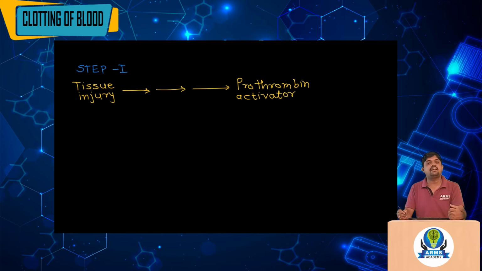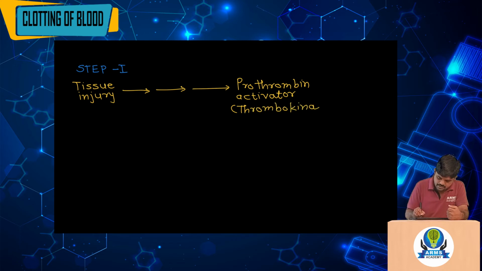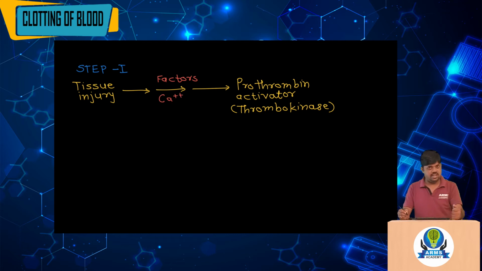This prothrombin activator is an enzyme, that is thrombokinase. For this conversion we require multiple factors and calcium ions. So calcium ions are also required here. Now as the prothrombin activator is formed, step 2 begins.